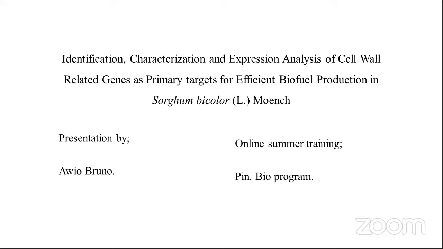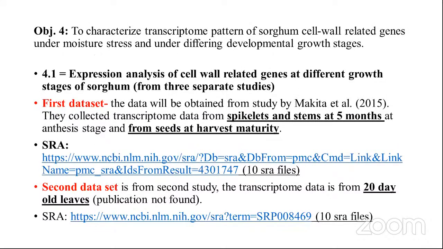On the fourth objective, I'm looking at characterization of transcriptome pattern of sorghum cell wall-related genes under moisture stress and under differing developmental growth stages. Under differing developmental growth stages, I have three different data sets, from looking at transcription data at vegetative and reproductive stage of sorghum.